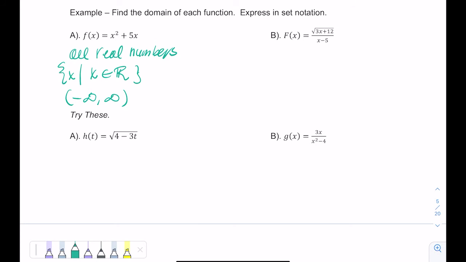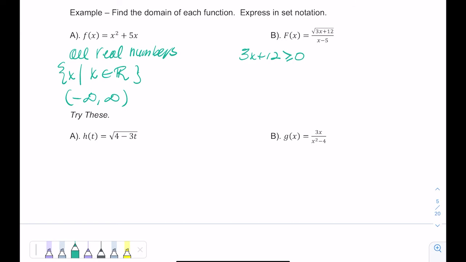Okay, for letter B, I have f of x equals the square root of 3x plus 12 over x minus 5. So there's 2 places I need to be careful. First of all, in the numerator, I can't have the square root of any negative numbers because that would give me an imaginary number. So I have to first restrict my domain for the numerator. So I'm going to take the radicand, what's inside, and I'm just going to say, okay, 3x plus 12 has to be greater than or equal to 0.